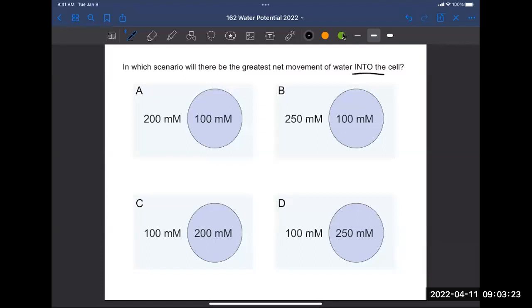And the main thing about the numbers here is it just isn't really going to force you to look at all the numbers and think about which direction water is moving in every scenario.